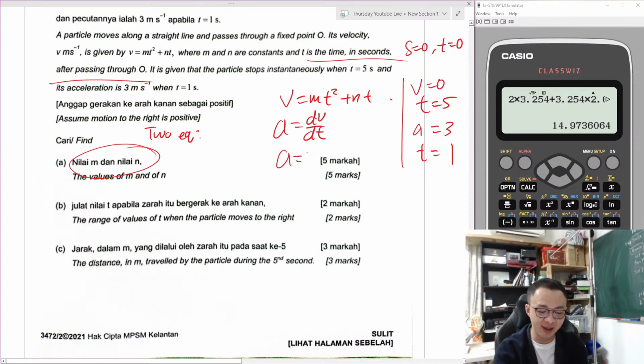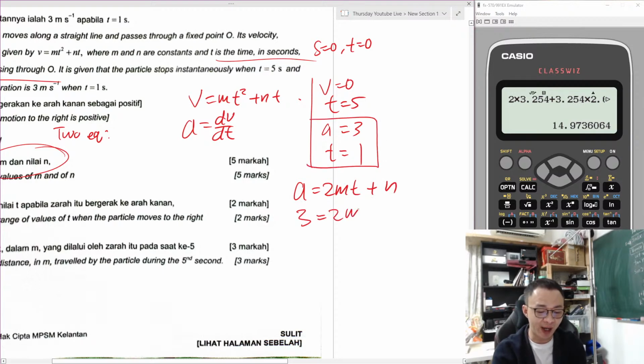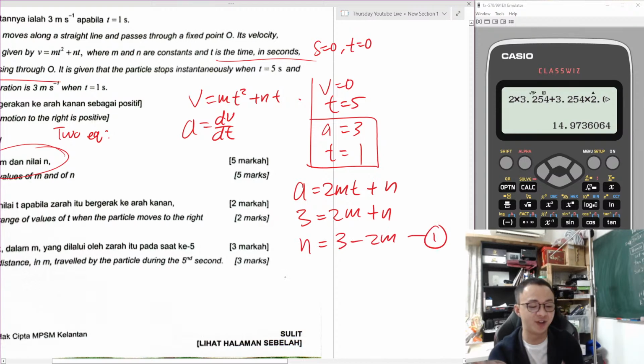So let's differentiate it. Let me do it here. So my a is basically 2mt plus n. The question tells me a is 3 when t equals 1. Alright, I use this information. So it's 2m plus n equals 3. This one I would say n equals 3 minus 2m. My first equation, rearranged. Then I will just sub this one into here to form the second equation.